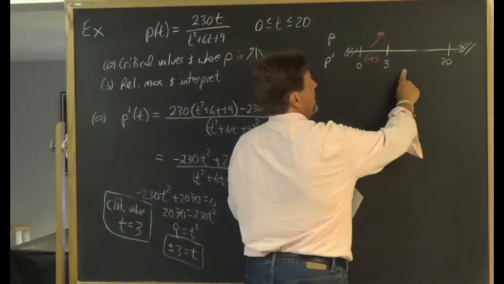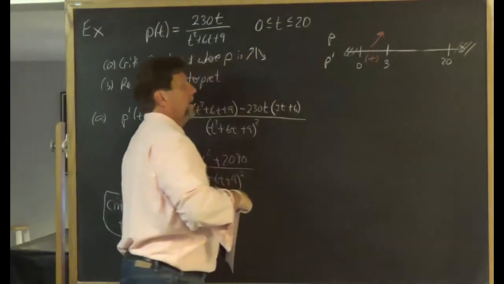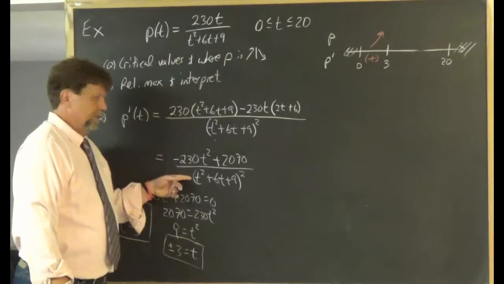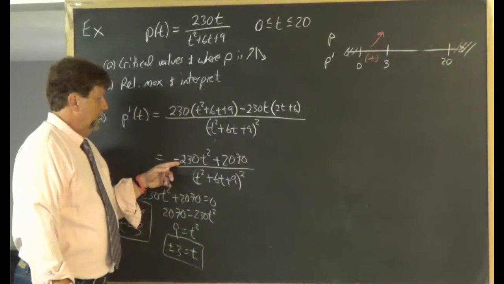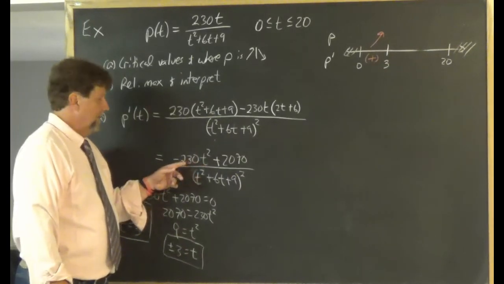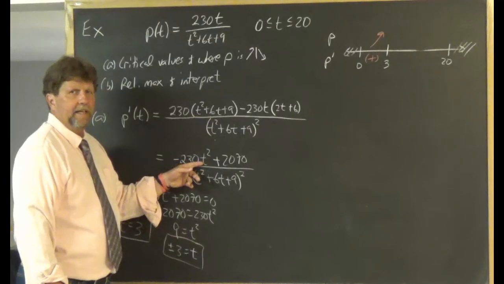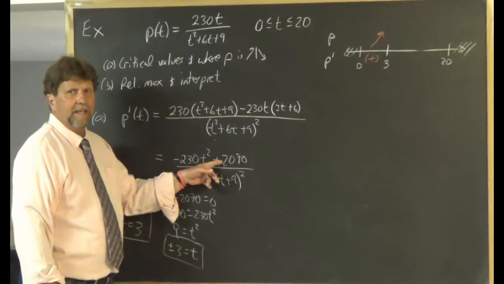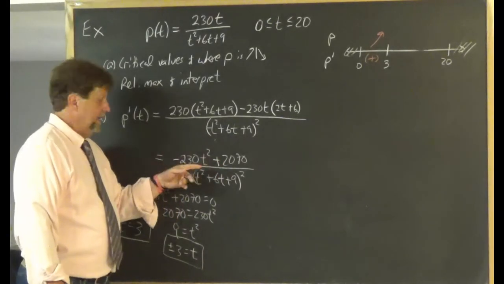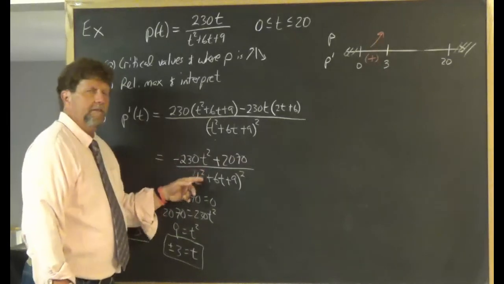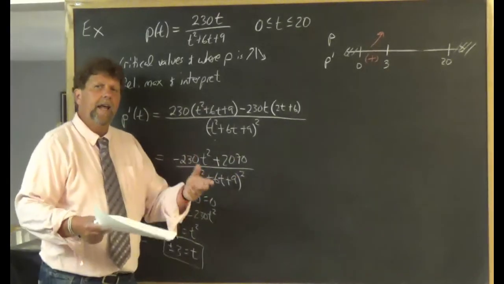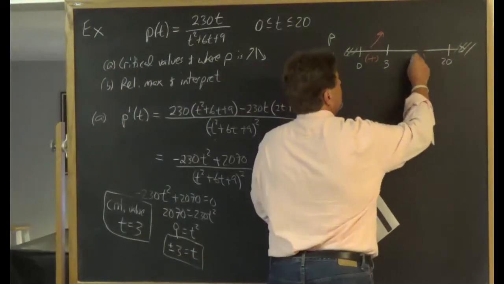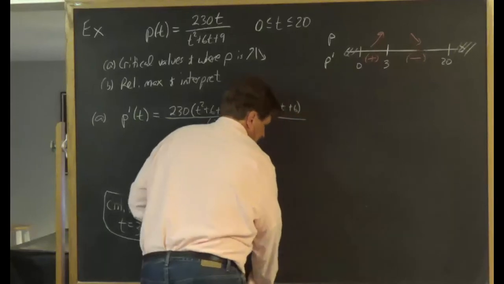Then we pick a value for t in the interval 3 to 20. I would probably pick 4. So I toss 4 into the derivative. The denominator's positive. Negative 230 times 4 squared, that's negative 230 times 16. I don't know what that is, but I know it's a negative number that's larger than 2070. So when 4 comes in for t, the numerator's negative, the denominator's positive. Negative divided by a positive is negative. So the function's decreasing.